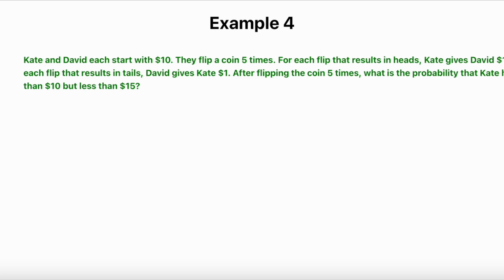There are two scenarios where Kate can get more than $10 but less than $15. That is, 4 tails and 1 head, or 3 tails and 2 heads. So the answer is the number of permutations of these two scenarios divided by the total number of permutations, that is 32, which results in 15 by 32.